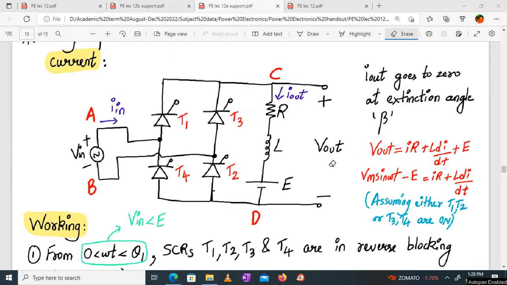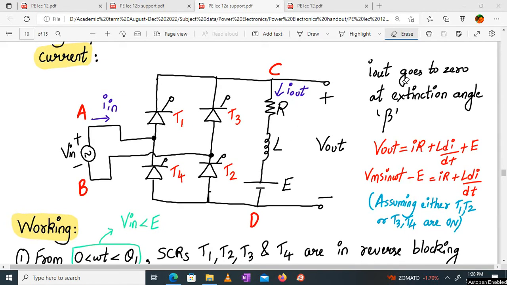Now, we have already studied why this happens, why the output goes to zero at beta, because of the inductor stored energy being limited, and that keeps releasing the energy in the negative half cycle, and then the current goes to zero. And then again when the next pair of SCRs are turned on, the current starts rising and the same pattern will repeat.